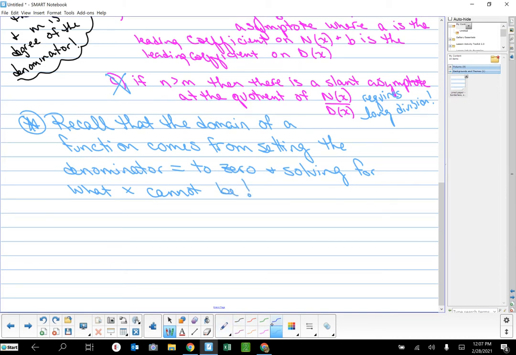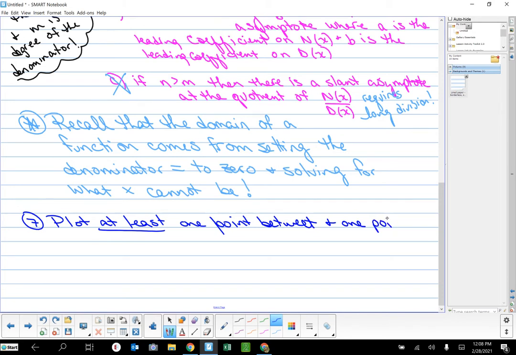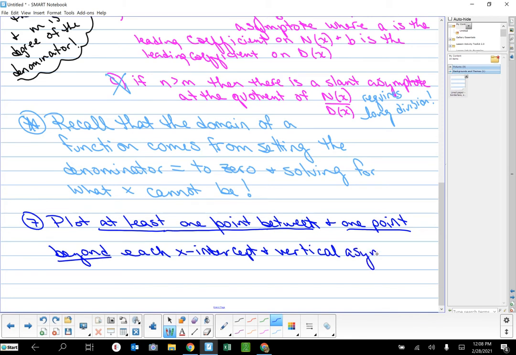All right, and then there's a number 7. Plot at least one point between and one point beyond each x-intercept and vertical asymptote. So that you know what it's doing and can figure that out.